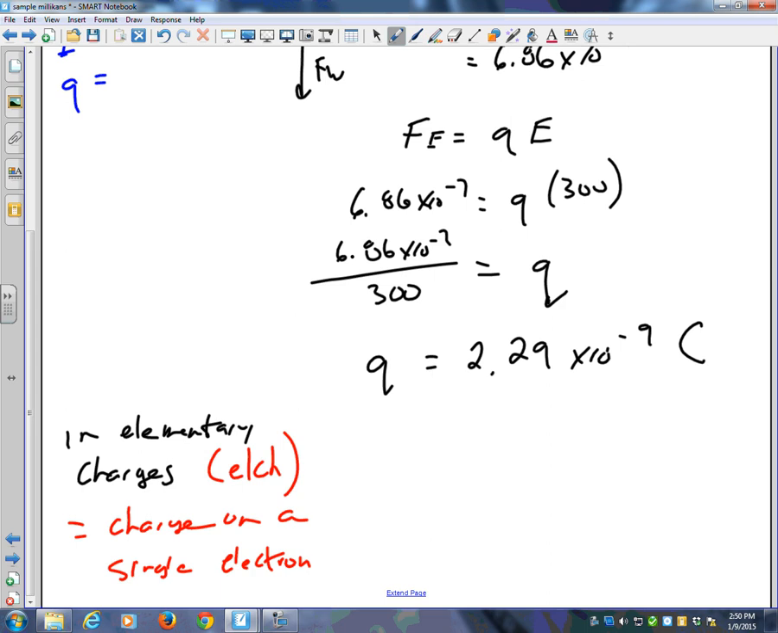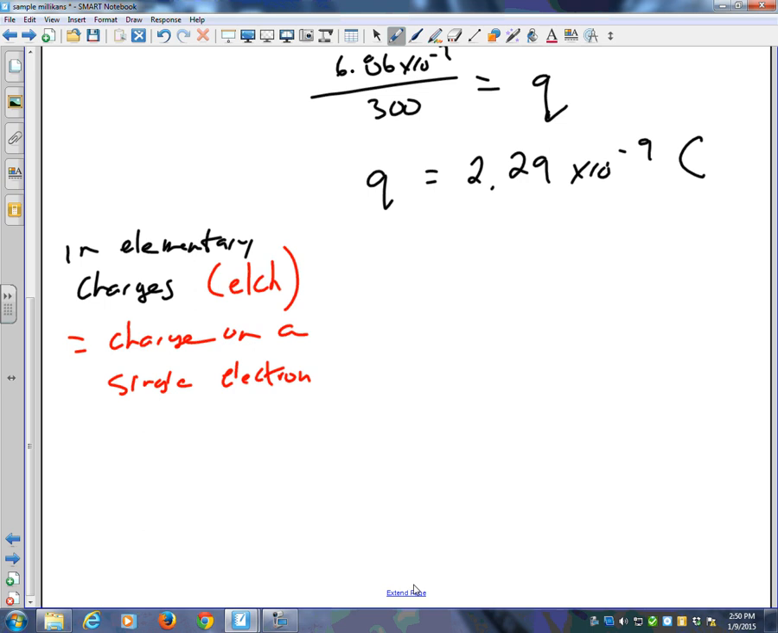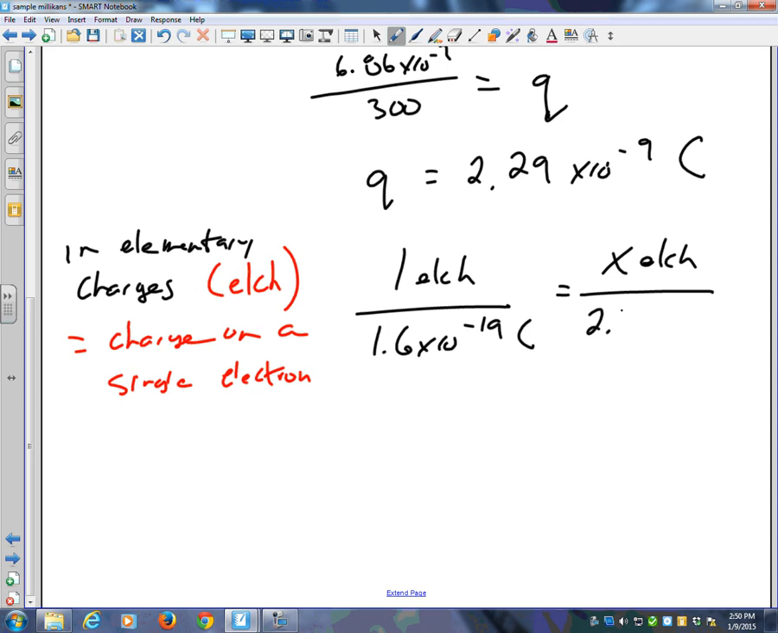So 2.29 times 10 to the minus 9 coulombs is how many electrons? Way back in about grade 8, you learned about ratio and proportion. It's probably one of the one or two things you learn in math that are actually used by everyday people, besides addition and subtraction. So, one elementary charge is equivalent to 1.6 times 10 to the minus 19 coulombs. So, X elementary charges is 2.29 times 10 to the minus 9. Do you remember doing that in about grade 8 or so?